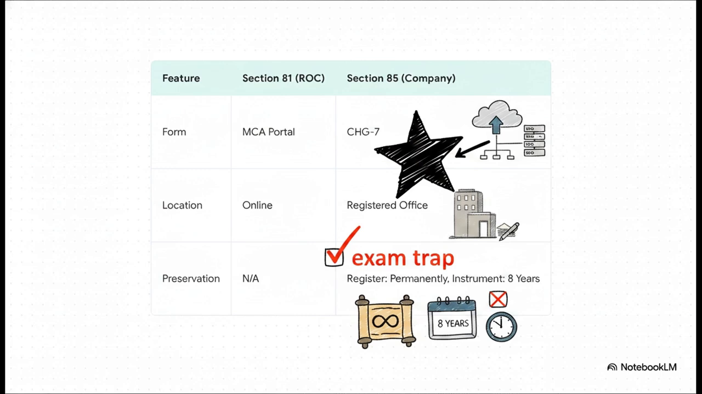However, the physical paper instrument creating or modifying the charge, that only needs to be kept for 8 years from the date of satisfaction. Please, whatever you do, don't mix those two timelines.